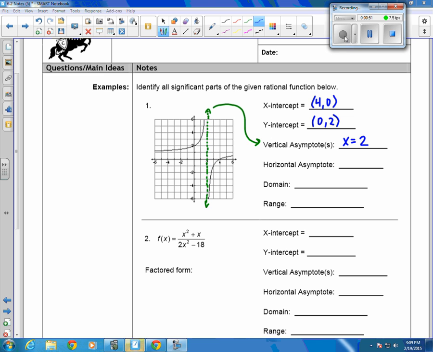So that's our vertical asymptote. How about the horizontal one? y equals 1. Good. Same idea, right? We'll look for the little space. Now, they get a little harder than that, but that should be a hint. All right, how about domain?